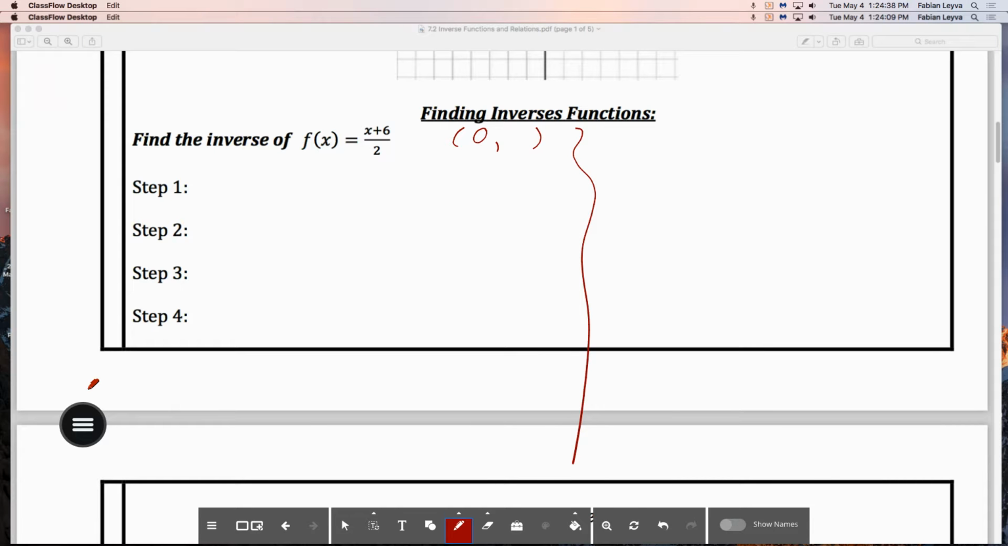Let's go ahead and do that. f of 0 is going to be equal to 0 plus 6 divided by 2. Doing the math, 0 plus 6 is 6, divided by 2 is going to equal 3. So, what is my input? 0. What is your output? 3. Now, if I told you this is a function, and I told you to find the inverse function, what would you expect that equation to do? Let me change colors to make sure that you even see it.